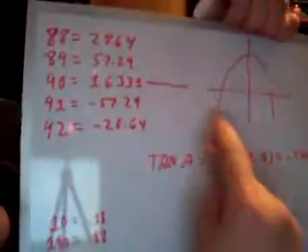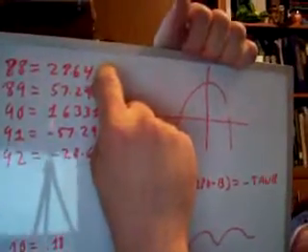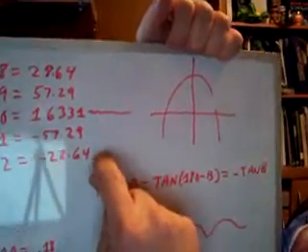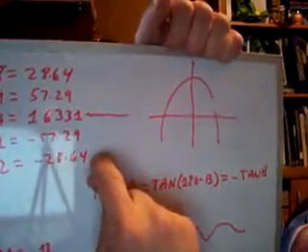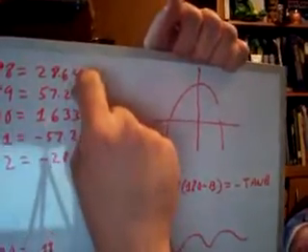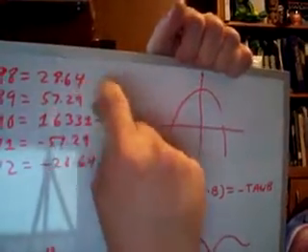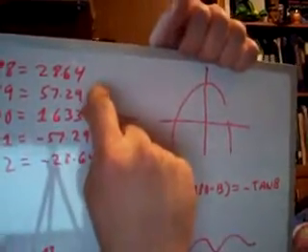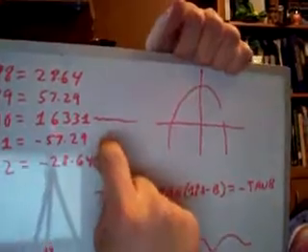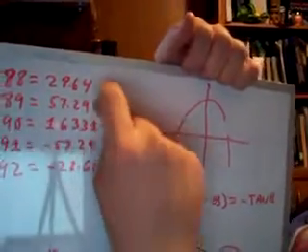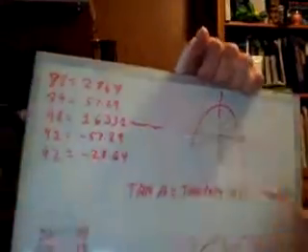Alright, let's take a look at tangents, shall we? The tangent of 88 degrees is 28.64. But look at this, the tangent of 92 degrees is also 28.64. It just happens that this one's negative and this one's positive. Okay? 89, same way. 89 is 57.29. 91 is also 57.29. It just so happens that this is negative and this is positive.